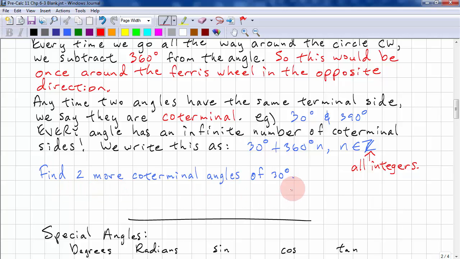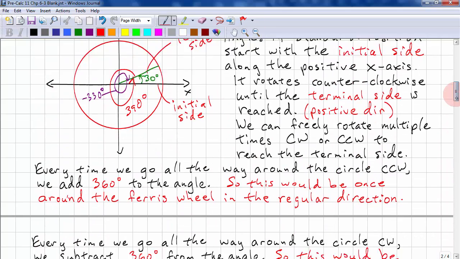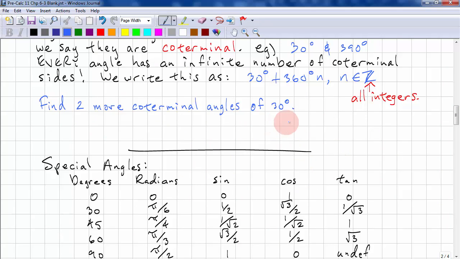So if we were to find two more coterminal angles, I already found one, which is minus 330 degrees here. So we can start with 390 degrees, add 360 degrees, and we get 750 degrees. We can start with negative 330 degrees, subtract another 360 degrees, and we get minus 690 degrees.